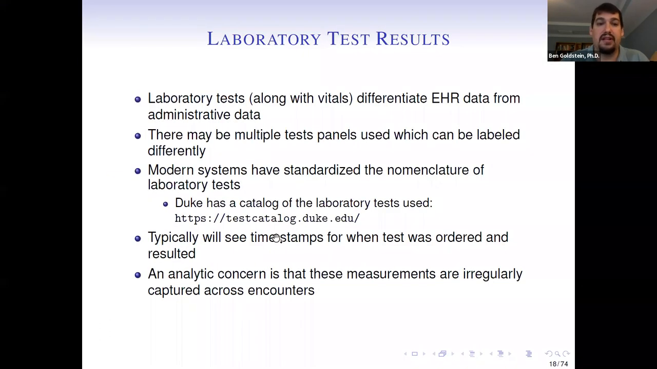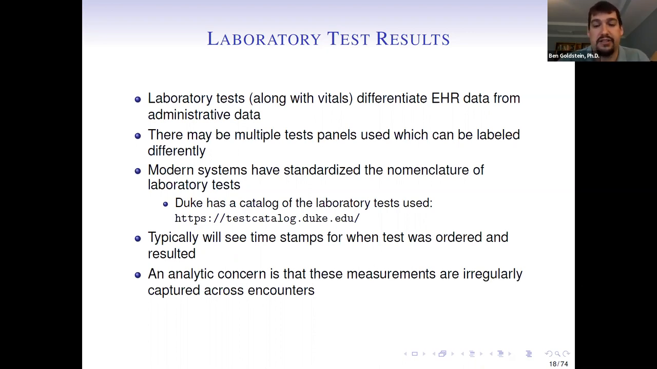Okay. Typically, we see timestamps for when a test was ordered and resulted. That can become really powerful if we're thinking about data, particularly within an inpatient setting. We see a lot of the timing of things. That's again a distinction from administrative data, where you just see a summary of the encounter.